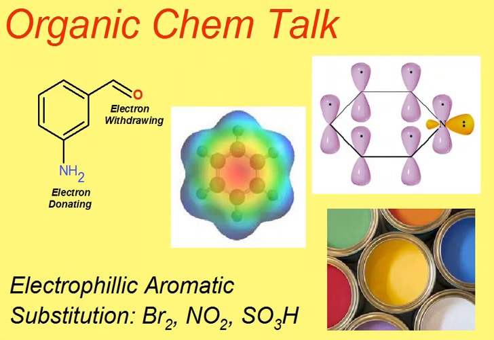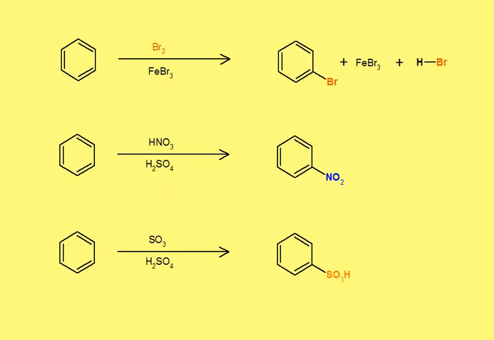So let's turn to benzene chemistry and look at some electrophilic aromatic substitution reactions. We're going to look at 3 examples in this video. First one's going to be a bromination with iron bromide, using the iron bromide as a Lewis acid catalyst. Then nitration, using sulfuric acid as a catalyst. And then sulfonation, using sulfur trioxide in sulfuric acid.